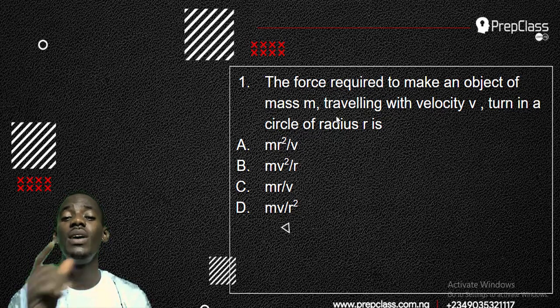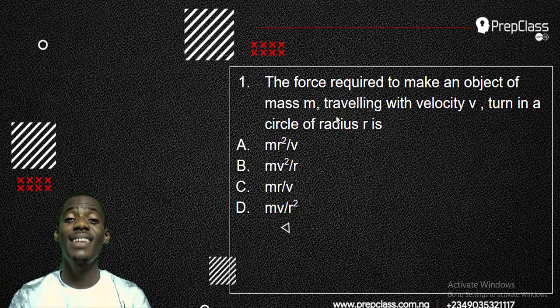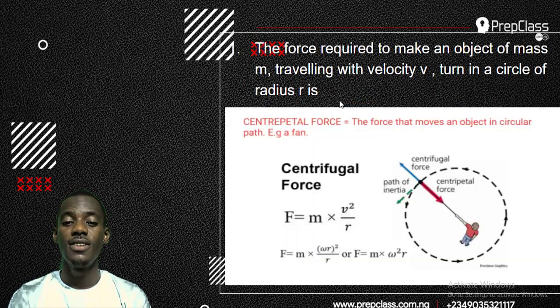Whenever something is going in a circle, there's only one force in circular motion, because this topic is under circular motion. Take your fan, for example. If you have a fan in your house and power goes off, your fan keeps moving. What force is moving your fan when there's no power? That is called centrifugal force. But this question is simply asking, what is the formula for that force? So let's check it out.